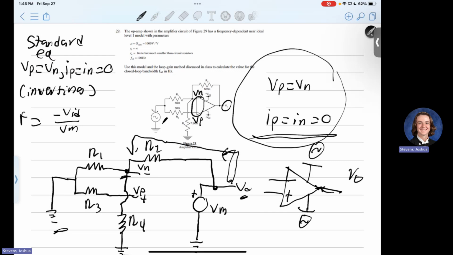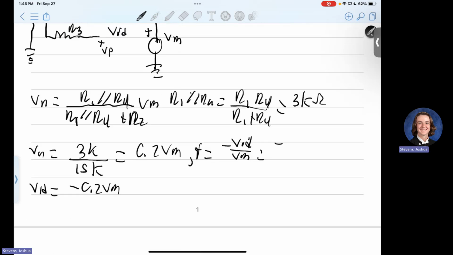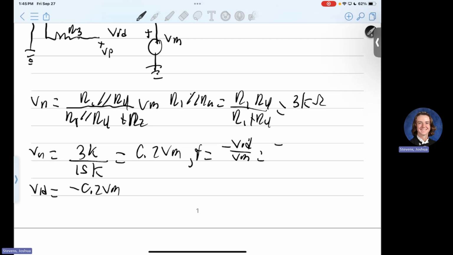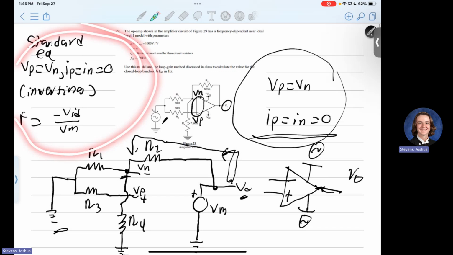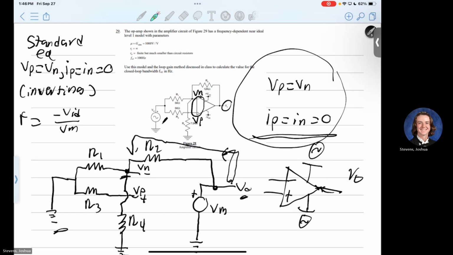I haven't got there yet. You good? Okay. So, does everybody agree with what we've done so far? Always the case for op-amps. These standard equations here. The top two, standard equations. This one, inverting gain. And I'll also write this one here.